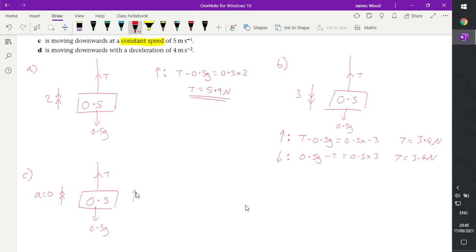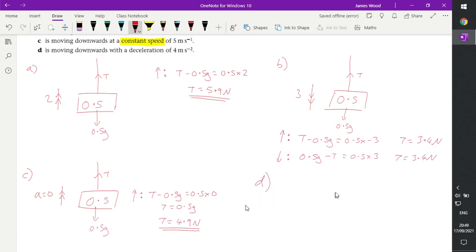So if I resolve my forces upwards, then I will have T minus 0.5 g equals 0.5 times 0, the acceleration. So that just means that T is 0.5 g. So T is 4.9 newtons. If you know that something's not accelerating, you might be able to jump straight to the step where you say that T is 0.5 g, because you could say that the forces are balanced. So you could go straight to that point.